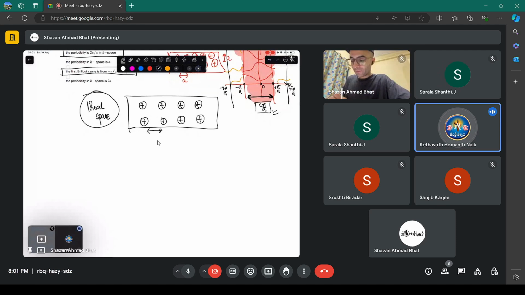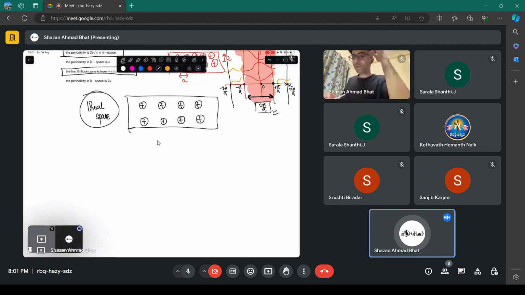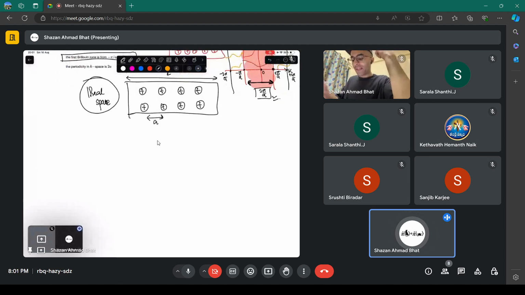Difference between this real space and lattice space: lattice space is just imaginary. That's what I'm going to explain. So this is a real space, and this is the distance between the two atoms, which is a, and the overall length of this crystal is L. So this is simple. People can relate with it.